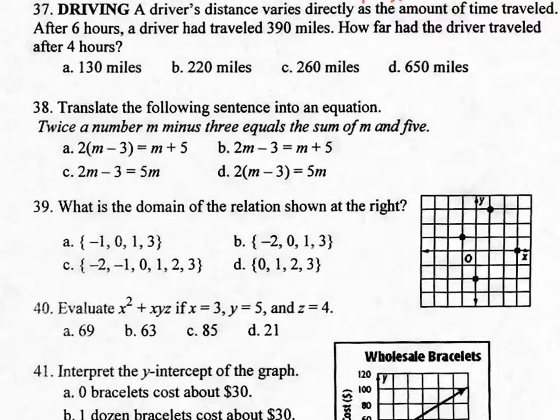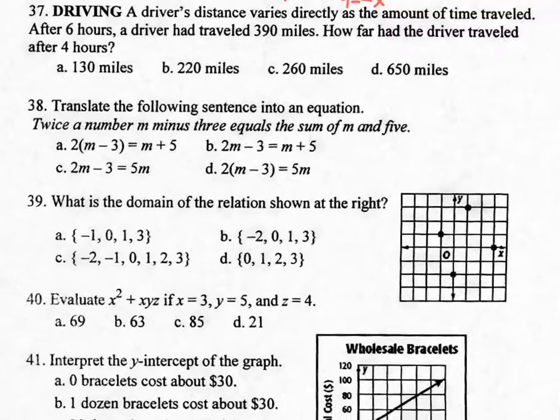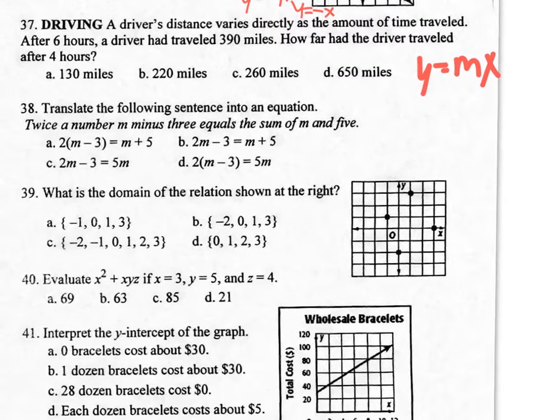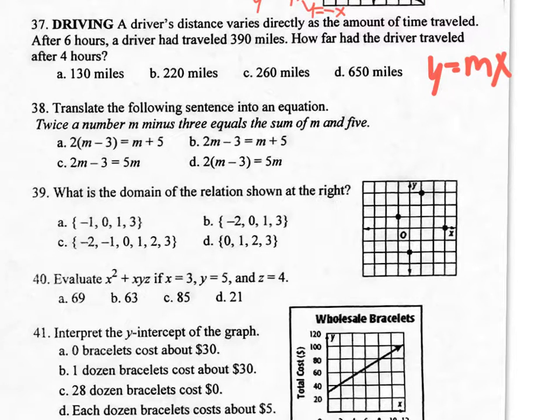Number 37 says that a car is driving a distance, and it says varies directly. Hopefully you guys remember the equation for varies directly. It's y equals kx, or we also said y equals mx is even better because it reminds us of y equals mx plus b.